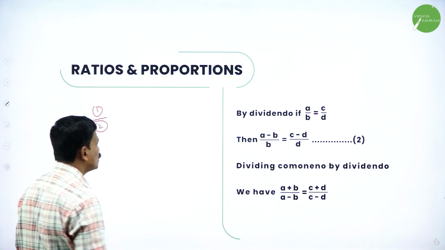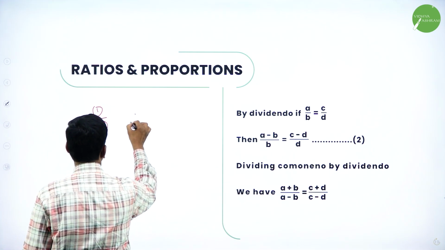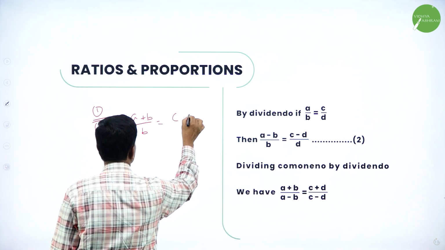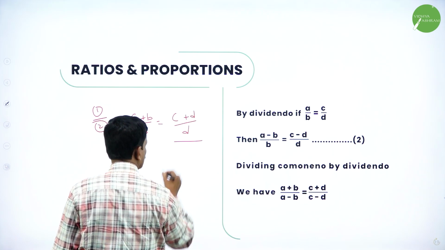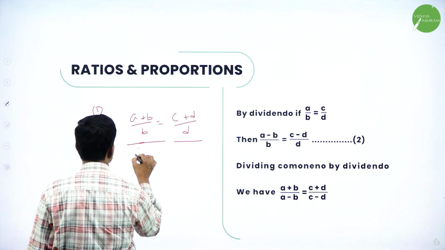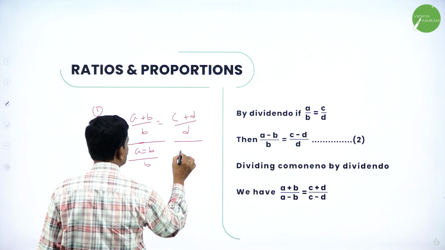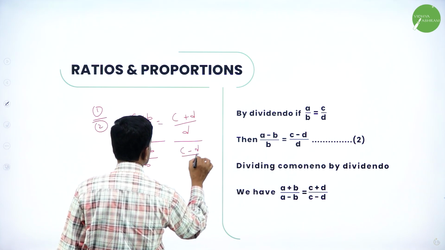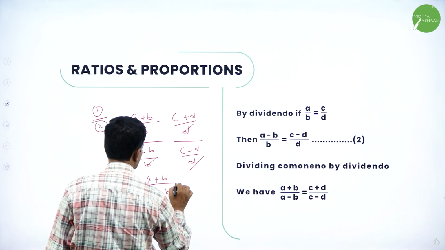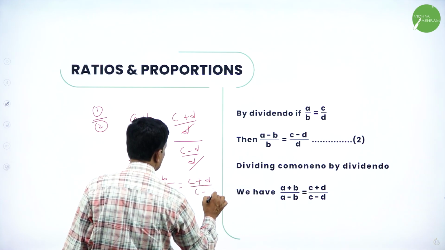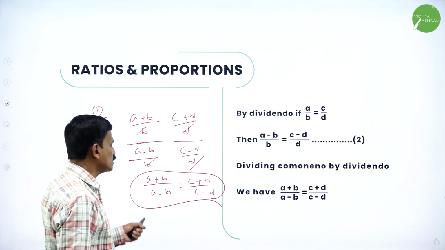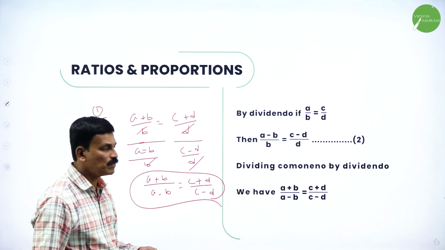Now, dividing 1 by 2, what is equation number 1? A plus B by B is equal to C plus D by D, whole divided by equation number 2. What is equation number 2? We have A minus B by B is equal to C minus D by D. These two get cancelled. What we have? A plus B by A minus B is equal to C plus D by C minus D. This is the relation. Just remember the formula. That's it. A plus B by A minus B is also equal to C plus D by C minus D.